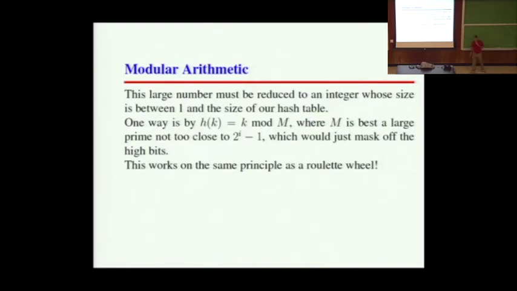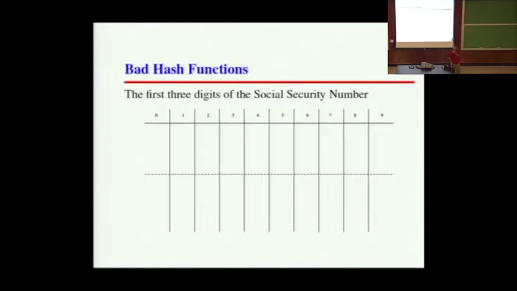If this does a good job of spreading things around the hash table, then the list that you put it in should be small, and so everything should work out constant-ish, usually in practice. Any questions? Okay, yes?